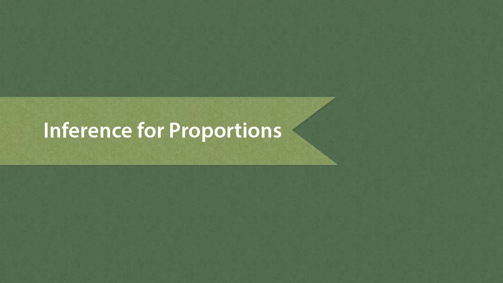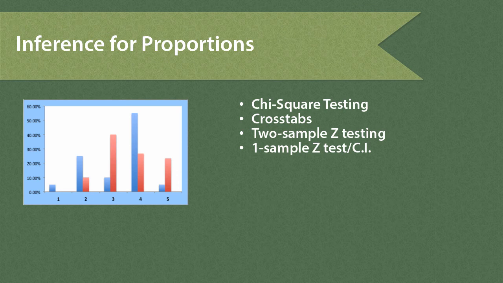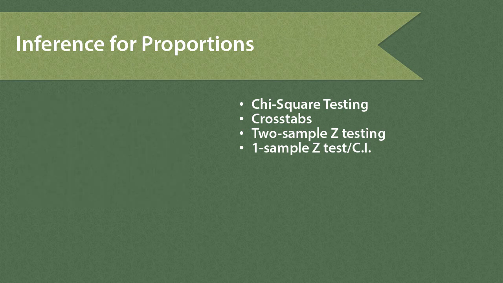Inference for proportions. In this program, we will review chi-square testing and the use of the crosstab. We'll also look at two-sample Z-testing and one-sample Z-tests and confidence intervals.